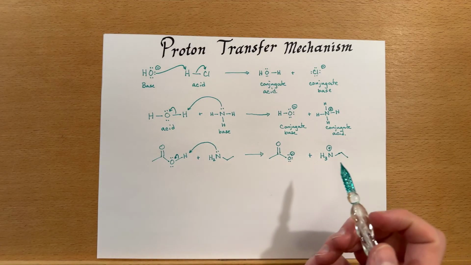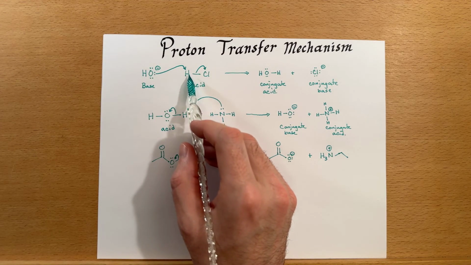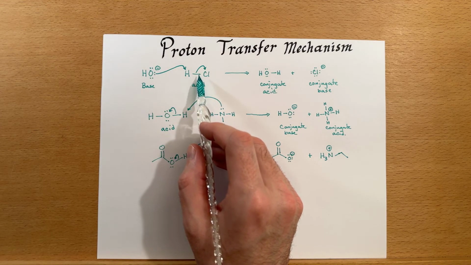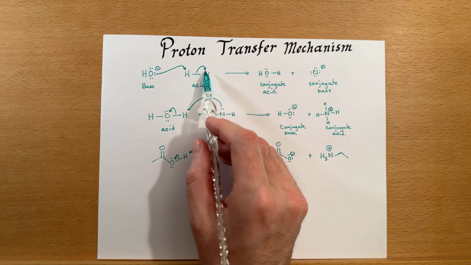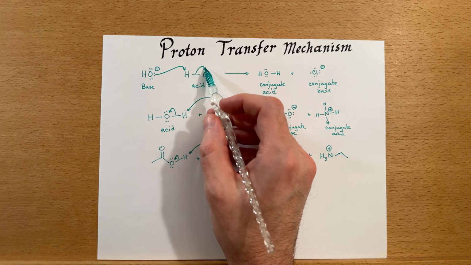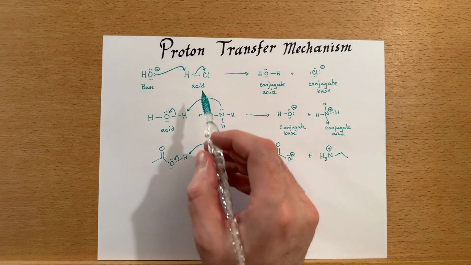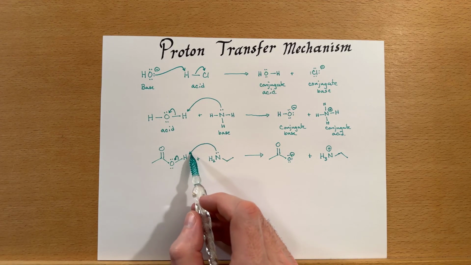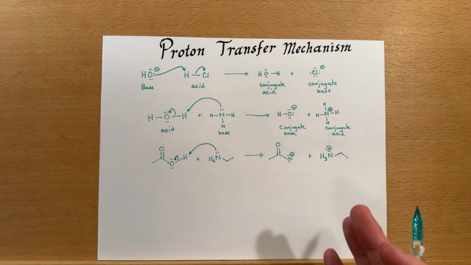So you can see that all of these mechanisms are very similar. We have a base abstracting a proton, and the bond that was holding that proton onto the rest of the molecule for the acid breaks and moves over to the atom that it was originally bound to. And you can see that repeated in each one of these mechanisms. So this is a useful mechanism to know, even though it's quite simple.